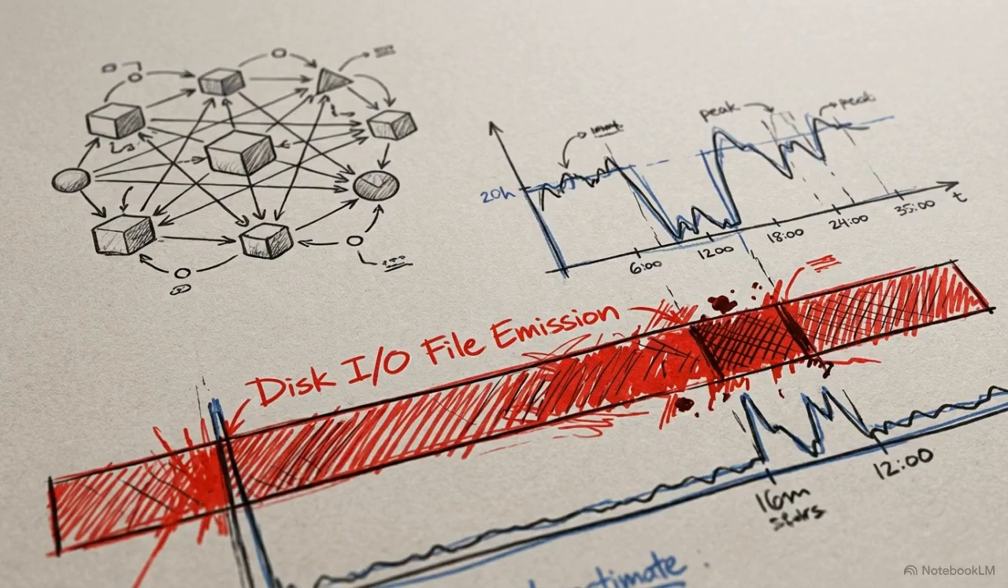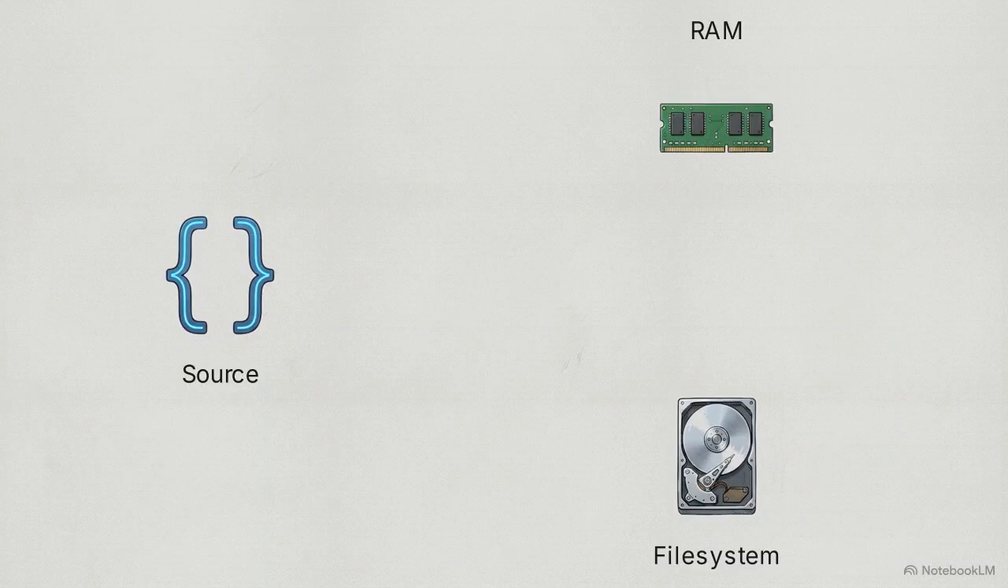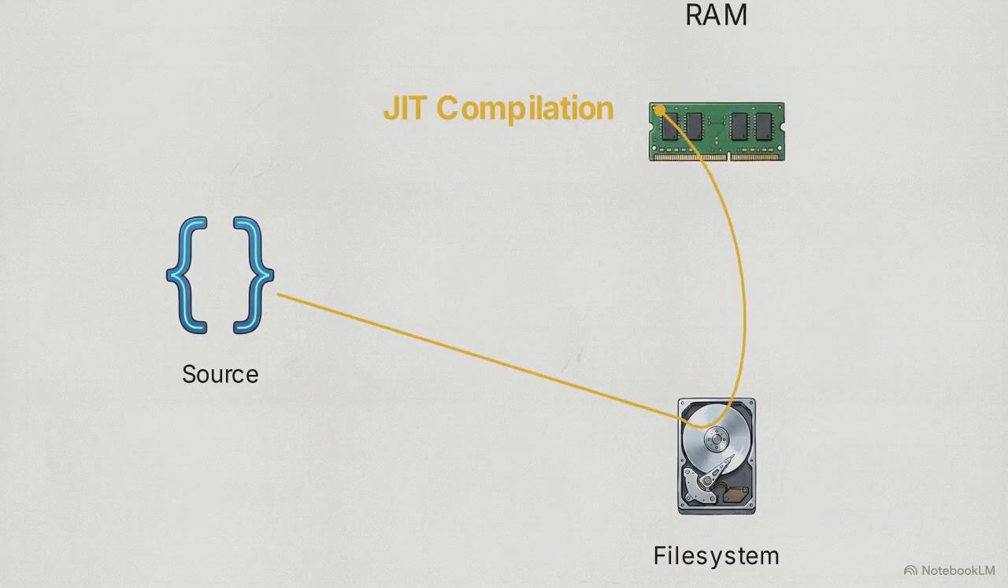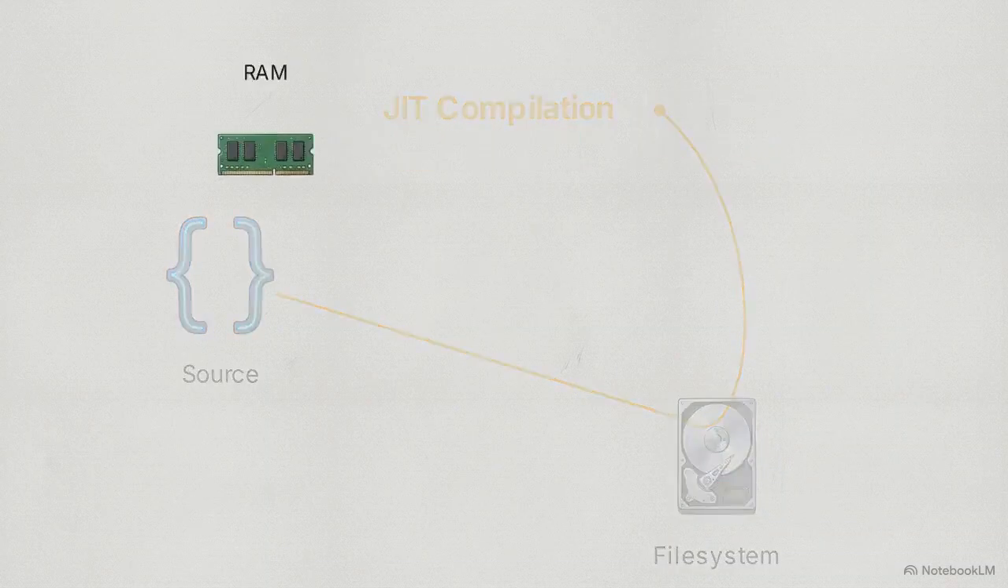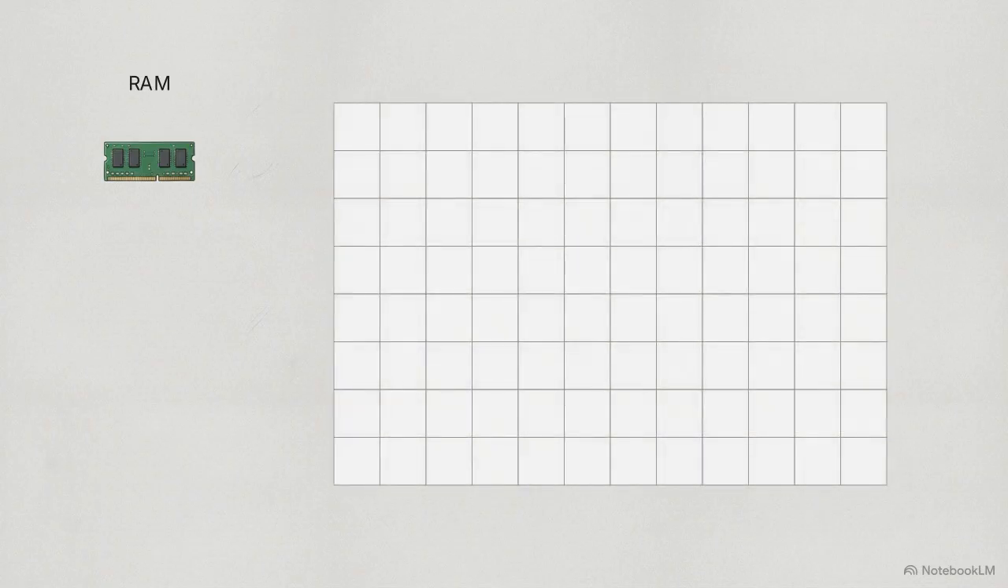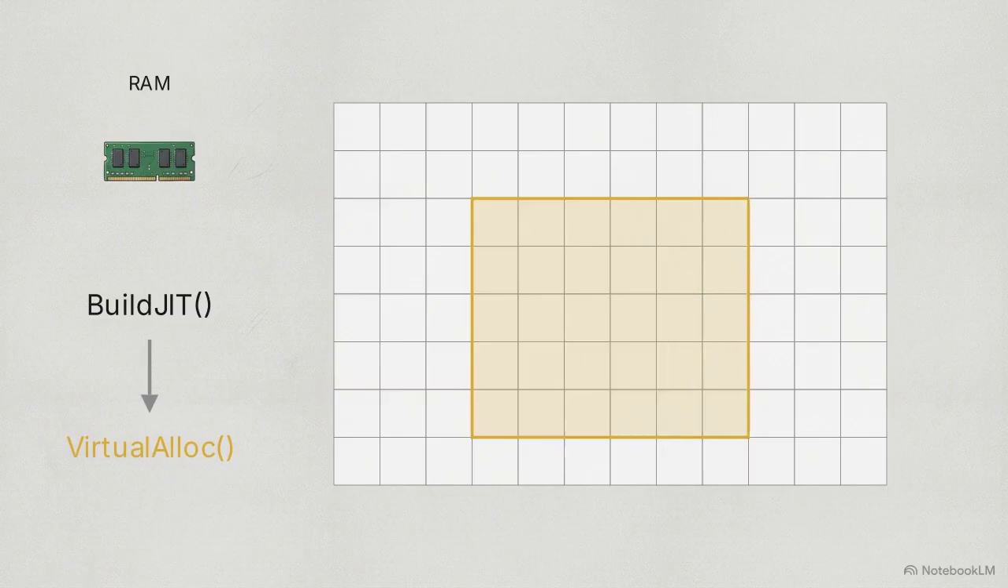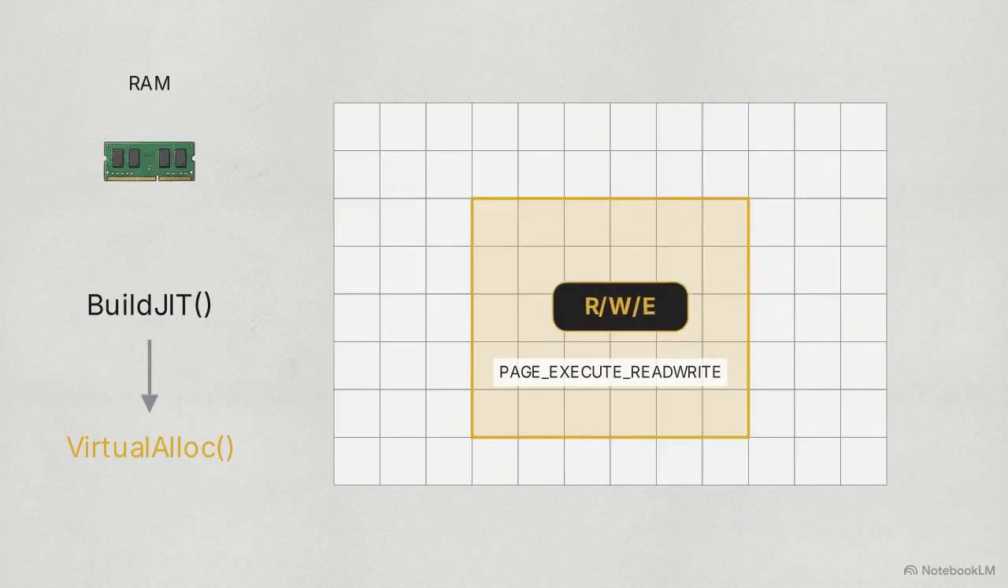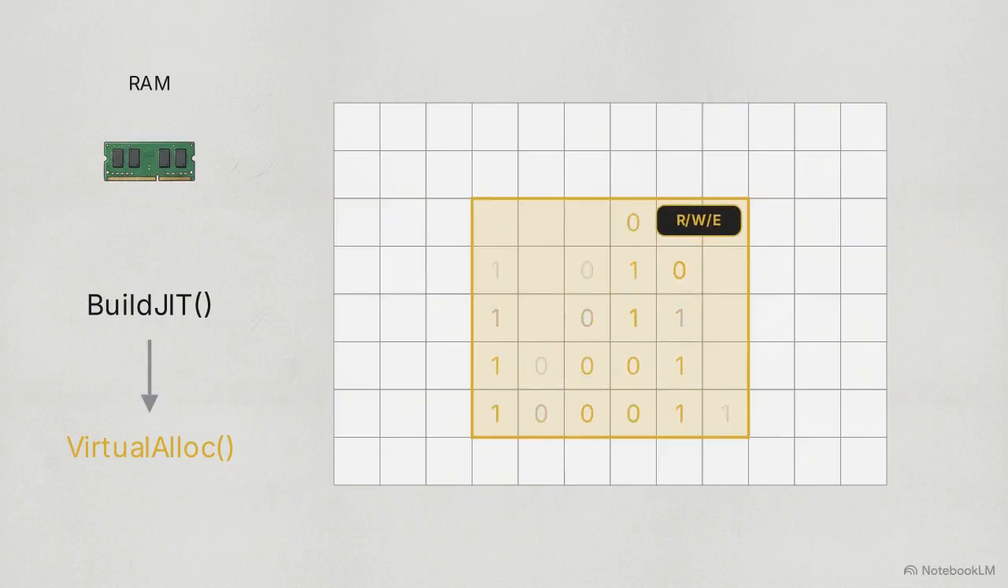Emitting files to a hard drive isn't always fast enough for dynamic environments. The alternative is bypassing the file system entirely using just-in-time, or JIT, compilation. This grid represents system memory. When calling build JIT, Viper triggers VirtualAlloc, asking Windows for a specific block of RAM. Crucially, it requests the PAGE_EXECUTE_READWRITE flag. This permission allows Viper to write raw machine code into the block and immediately execute it.